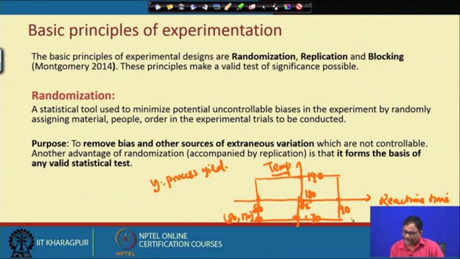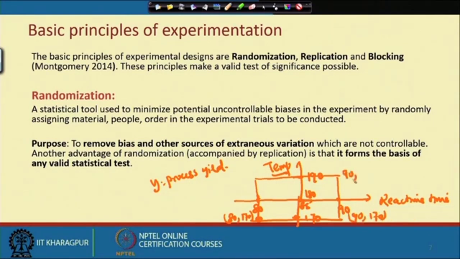The second setting is 90 minutes and again 170, the third setting is 90 and 190, and the fourth setting is 80 and 190. So, what I mean to say is that reaction time and temperature are two treatment variables, which are basically factors, controllable factors. Their treatment levels are 80 and 170, 90 and 170, 90 and 190, 80 and 190. These are known as treatment levels. Okay.